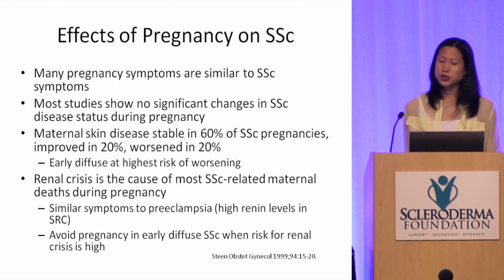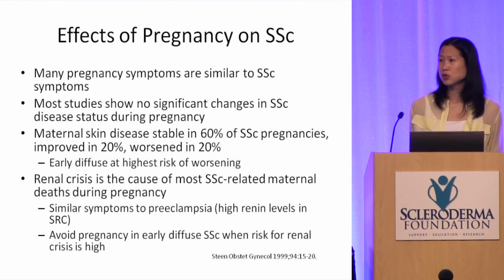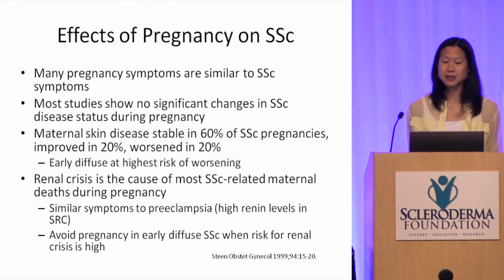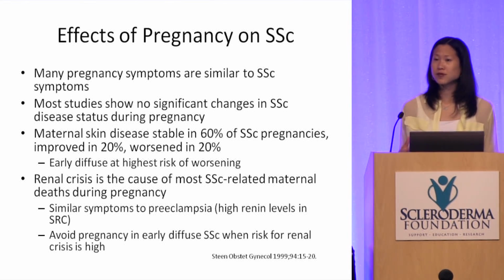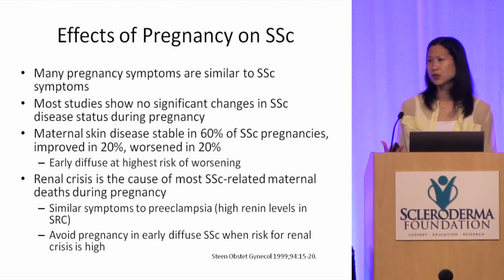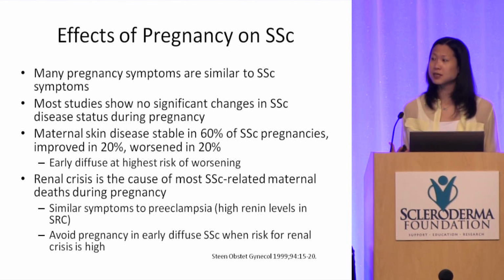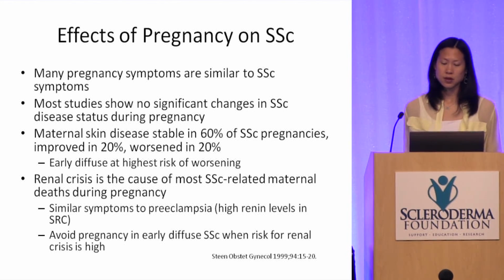One study found that maternal skin disease was stable in the majority of scleroderma pregnancies, in about 60% of these patients. It actually improved in 20% and worsened in only about 20%. So the patients who were at highest risk for worsening of skin involvement were those early diffuse patients. Whether the pregnancy actually impacted the worsening of skin disease or they were bound to have worsening skin disease regardless of their pregnancy is unclear.